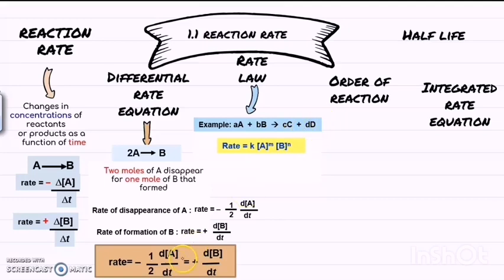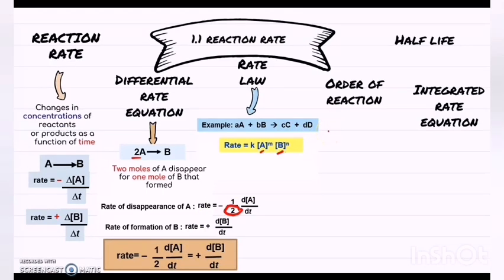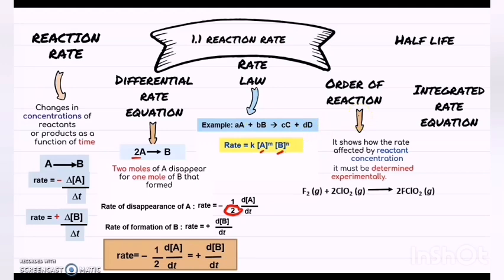What is the reaction order? The order of reaction shows how the rate is affected by the reactant concentration. So it must be determined experimentally. Like in this example, the order of the reaction must be determined experimentally and is not the value of the coefficient from the balanced equation. Okay, now let's look at another example.